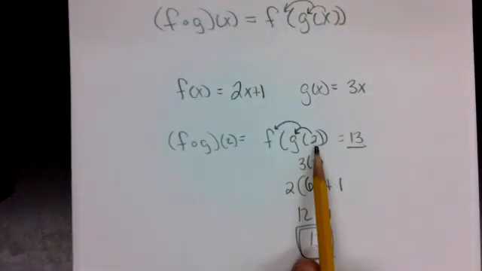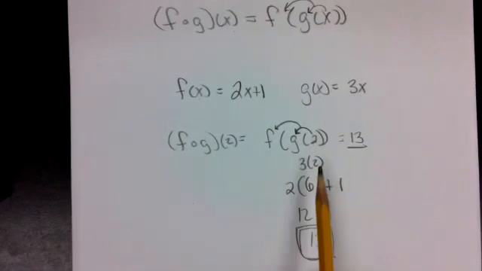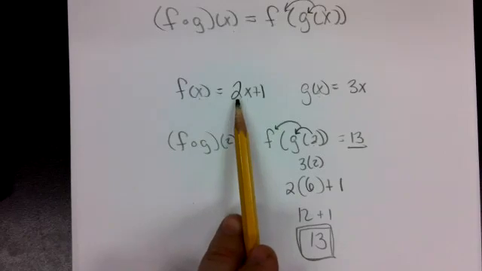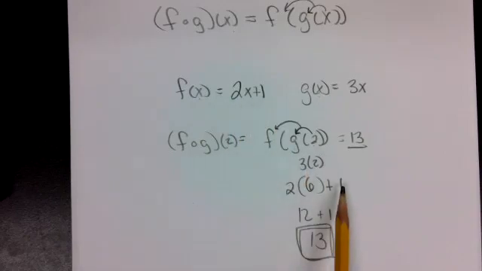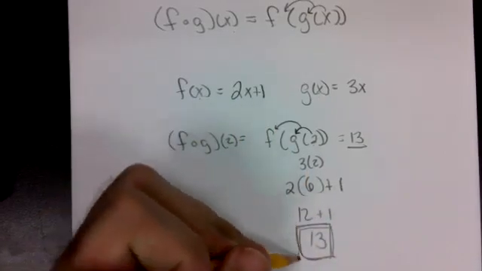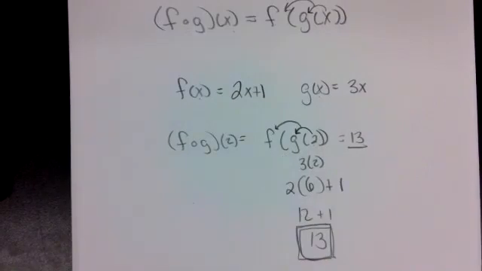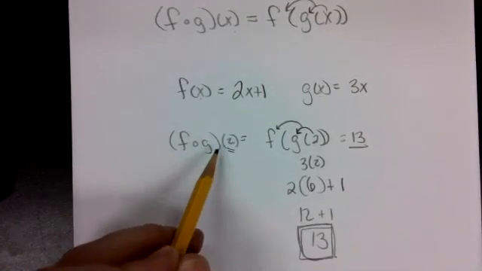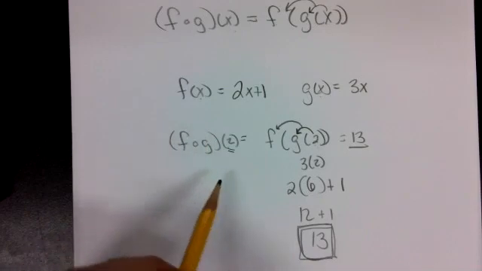So again, we plugged 2 into the g function. 3 times 2 is 6. We plugged 6 into the f function. So 2 times 6 is 12. Plus 1 is where we got 13. So as long as they're being specific, this is easier to kind of track. You're just plugging in your number, get an answer, plug that answer in, get the final answer.